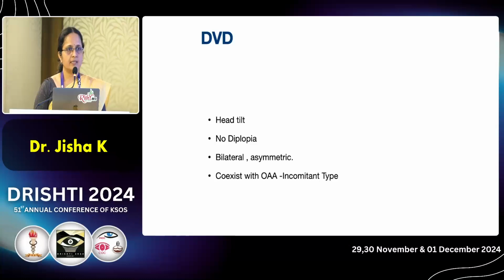The other features are it can have head tilt and there will not be any diplopia because of absence of binocular single vision, and it will be bilateral. Most of the time it is bilateral, but it is asymmetric. And it can coexist with oblique overactions. The diagnosis becomes very difficult and complicated when it is coexisting with oblique overactions, either superior or inferior. And that may be the reason for incompetence of the vertical movement that you observe with dissociated vertical deviation.